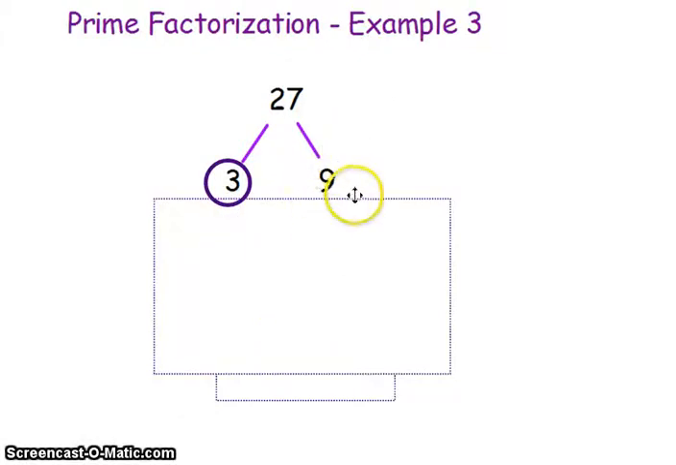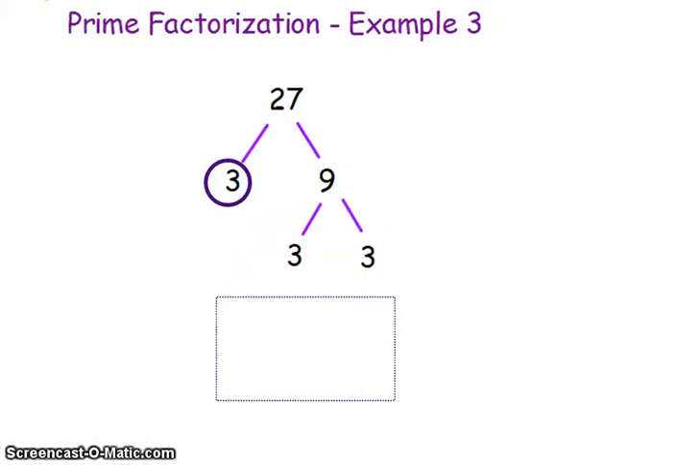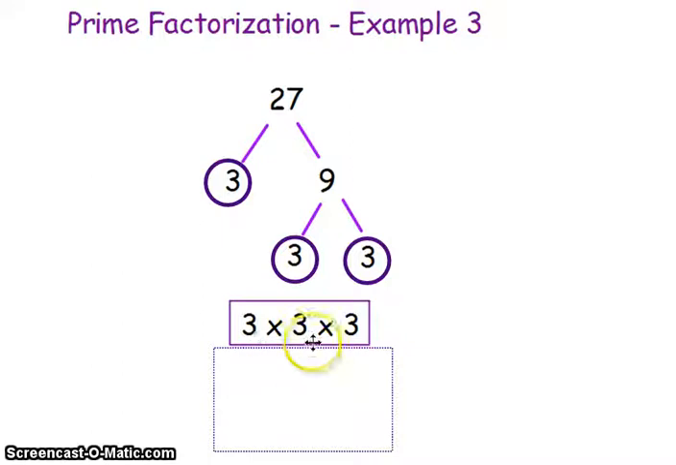Now we've got the number 9. We need to think, is 9 a prime number? No, 9 has factors. 3 times 3 can be multiplied to make 9. Since we've got all prime numbers, all 3s right here, I'm going to draw circles. And our prime factorization is 3 times 3 times 3. If we were going to write it in exponential notation, it would be 3 to the 3rd power.